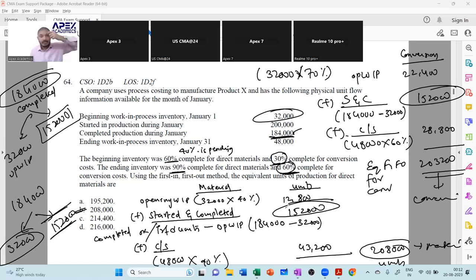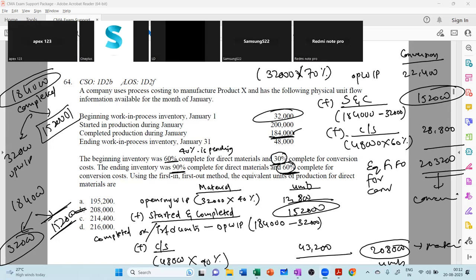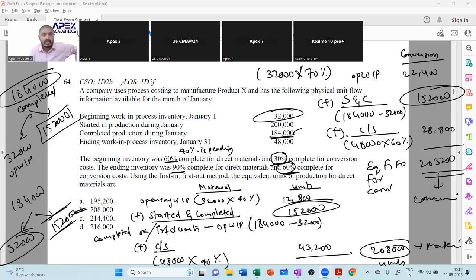Ethan Hunt, Mission Impossible. Is that clear? Yes or no? Mr. Hunt. Yeah, Ethan Hunt, Mission Impossible. Okay, okay. Take a screenshot, please. Number 7, take a screenshot. Done, sir. Thank you.